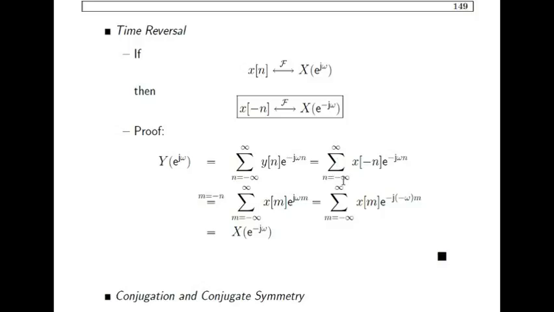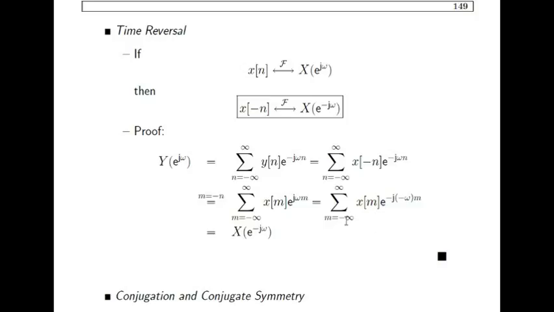Here we are taking x of minus n as y of n. Now I have replaced minus n with m, so it will be summation m equals minus infinity to infinity x of m e to the power j omega n. So I can again rewrite it in this manner. Summation will remain the same, x of m will remain the same. I can write the complex exponential as e to the power minus j into minus omega m, which will be e to the power minus j omega.